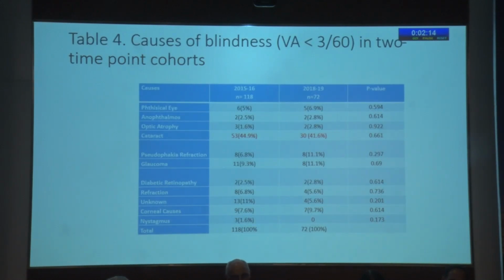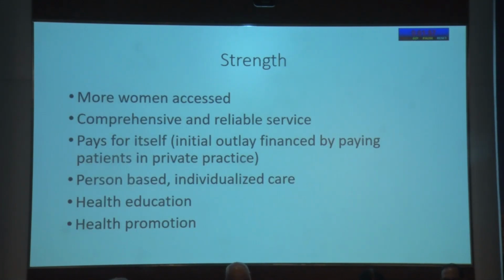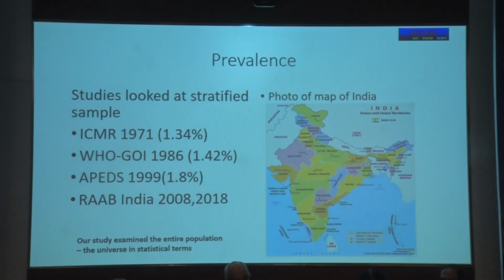Again, when we look at cause of blindness, the cause of blindness was cataract in 2015, and even though subsidized and later free cataract surgery was advised, it still remained the cause of blindness in 2019. So just doing good surgery, free surgery is not just the answer. More women accessed, the service was comprehensive, reliable, the service paid for itself, and most importantly, we gave a person-based individualized care to the community with health education and health promotion.